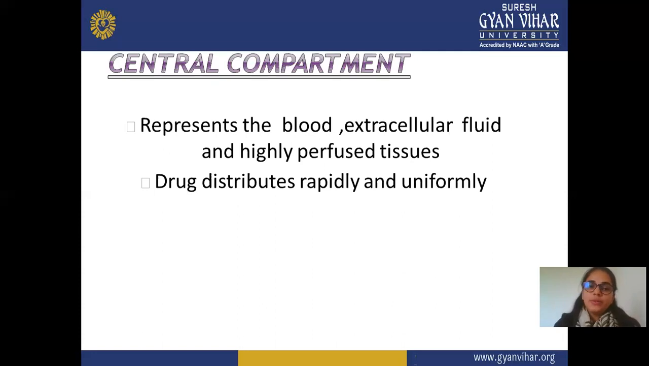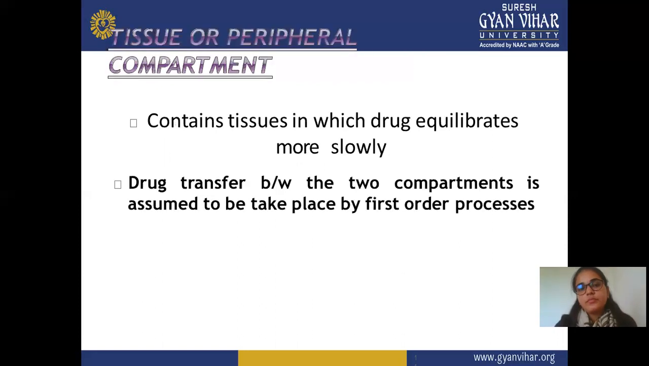Next is the central compartment. The central compartment represents the blood, extracellular fluid, and highly perfused tissue, and the drug is distributed rapidly and uniformly. So in the two compartmental model, the first is the central compartment, which mainly includes highly perfused tissue, organs, or extracellular fluid. And in this we covered that the drug is distributed rapidly and uniformly, at a fast rate.